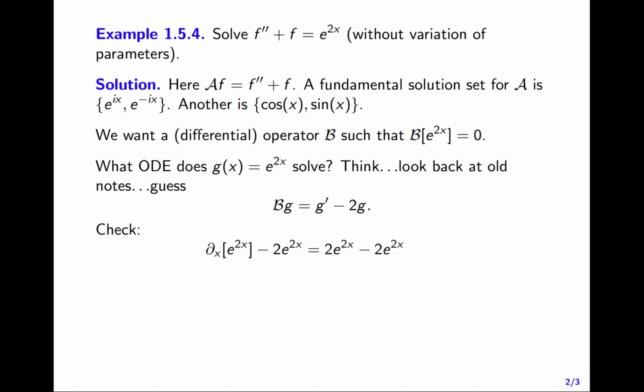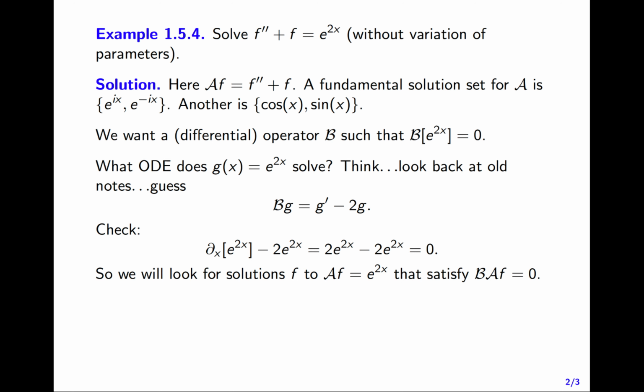By the chain rule, that is 2e to the 2x minus 2e to the 2x. That is 0. So we will look for solutions f to our original problem a on f equals e to the 2x that satisfy b on a on f equals 0. That is, we want to solve 0 equals b on a on f, and that's derivative minus 2 times derivative squared plus 1 on f.